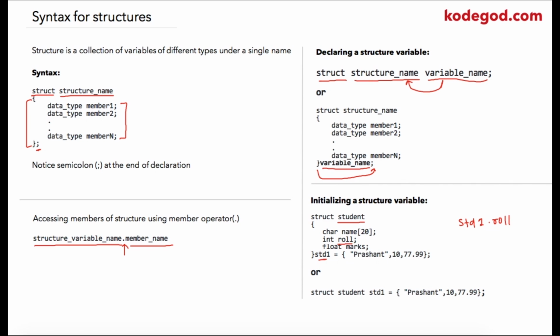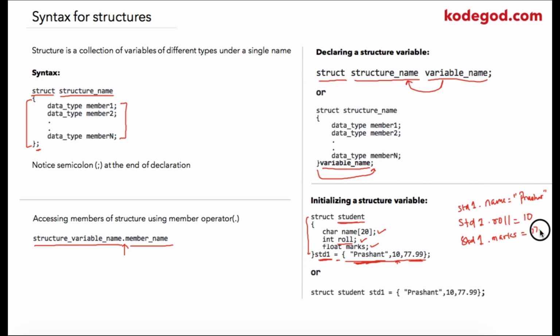Now let us check how we can initialize the structure variable. There are two ways to do it. Immediately after your structure definition, you can specify your variable name, and using the equal to operator you can initialize the values of that structure variable. Inside of structure student I have a character array, then an integer and a float variable. So I'm initializing it with a string, an integer, and then finally a float value.